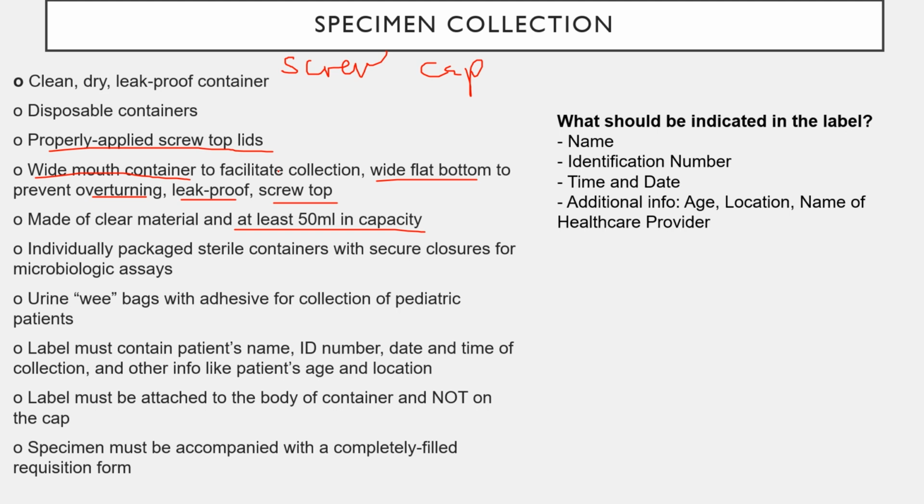Individually packaged, sterile containers with secure closures for microbiological assay. Urine wee bags with adhesive for collection from pediatric patients. Label must contain the patient's name, the ID number, the date and time of collection, and other information such as the patient's age and location. Label must be attached to the body of the container and not on the cap. Specimen must be accompanied with a properly and completely filled requisition form.